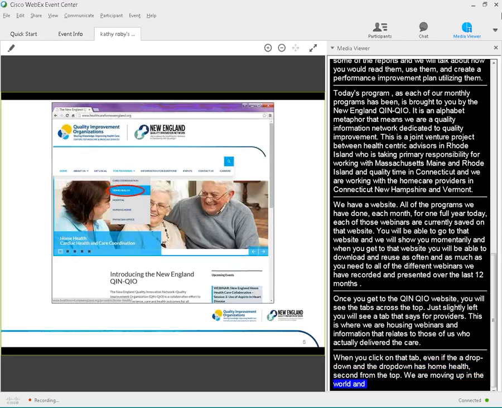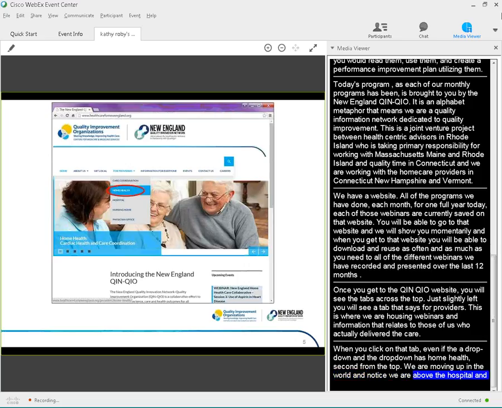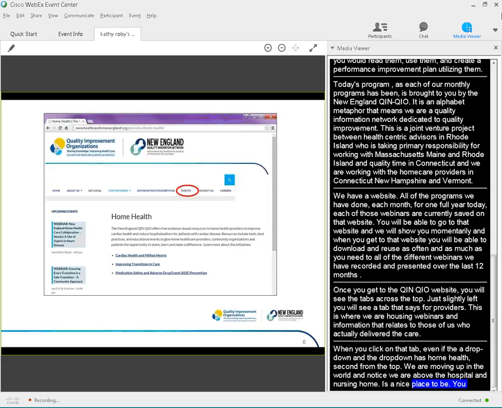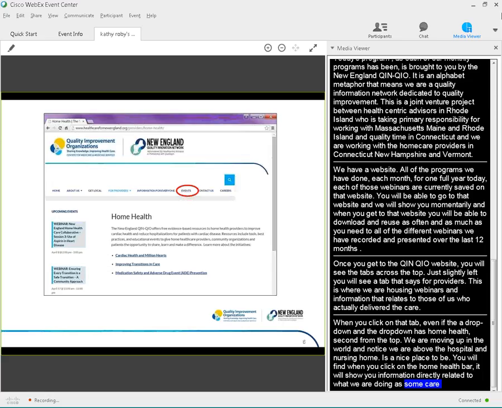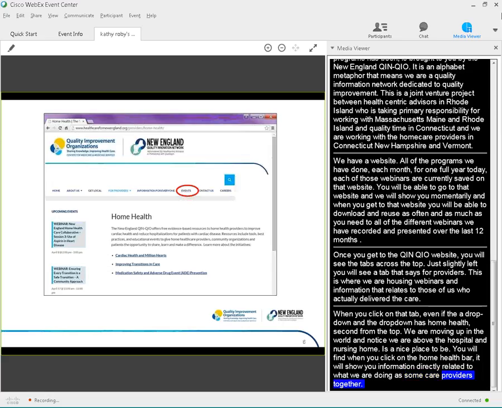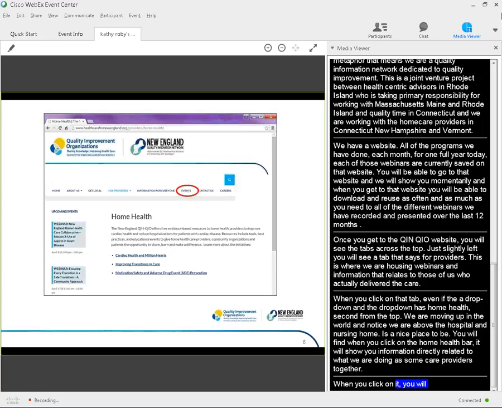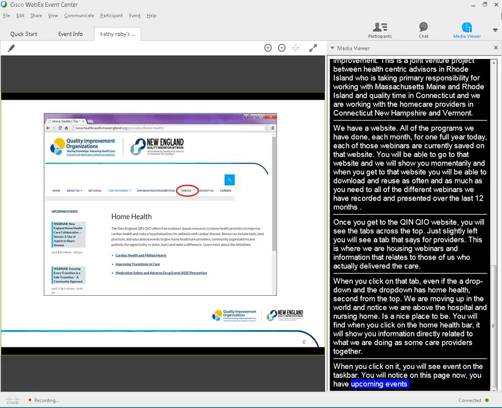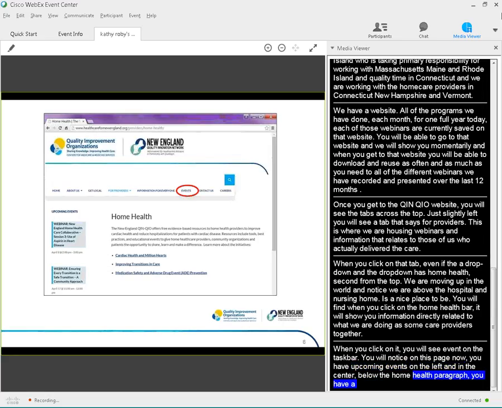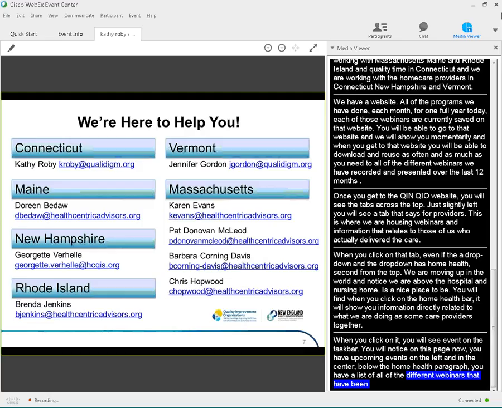And you will find that when you click on the Home Health bar, it's going to show you information that is directly related to what we are doing as home care providers together. When you've clicked on it, you're going to see events on the taskbar, and you will notice that on this page now, you have upcoming events on the left, and in the center, below the home health paragraph, you have a list of all the different webinars that have been presented so that you can click on them and reuse them for staff education.